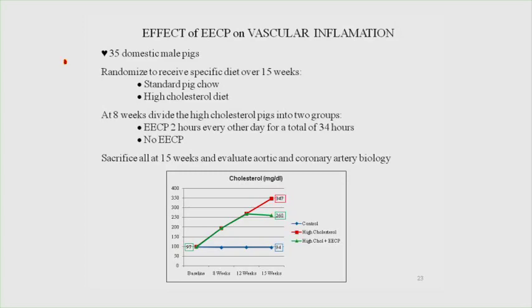35 domestic male pigs. You're going to randomize them to receive a specific diet for 15 weeks. One group gets standard pig chow, which is low in oxidized cholesterol. Another group receives an atherogenic diet, rich in oxidized cholesterol. And you know that this diet will produce atherosclerosis in these pigs. Now, at 8 weeks, you're going to divide the high cholesterol pigs into two groups. One group gets external counterpulsation 2 hours a day, every other day for 34 hours.